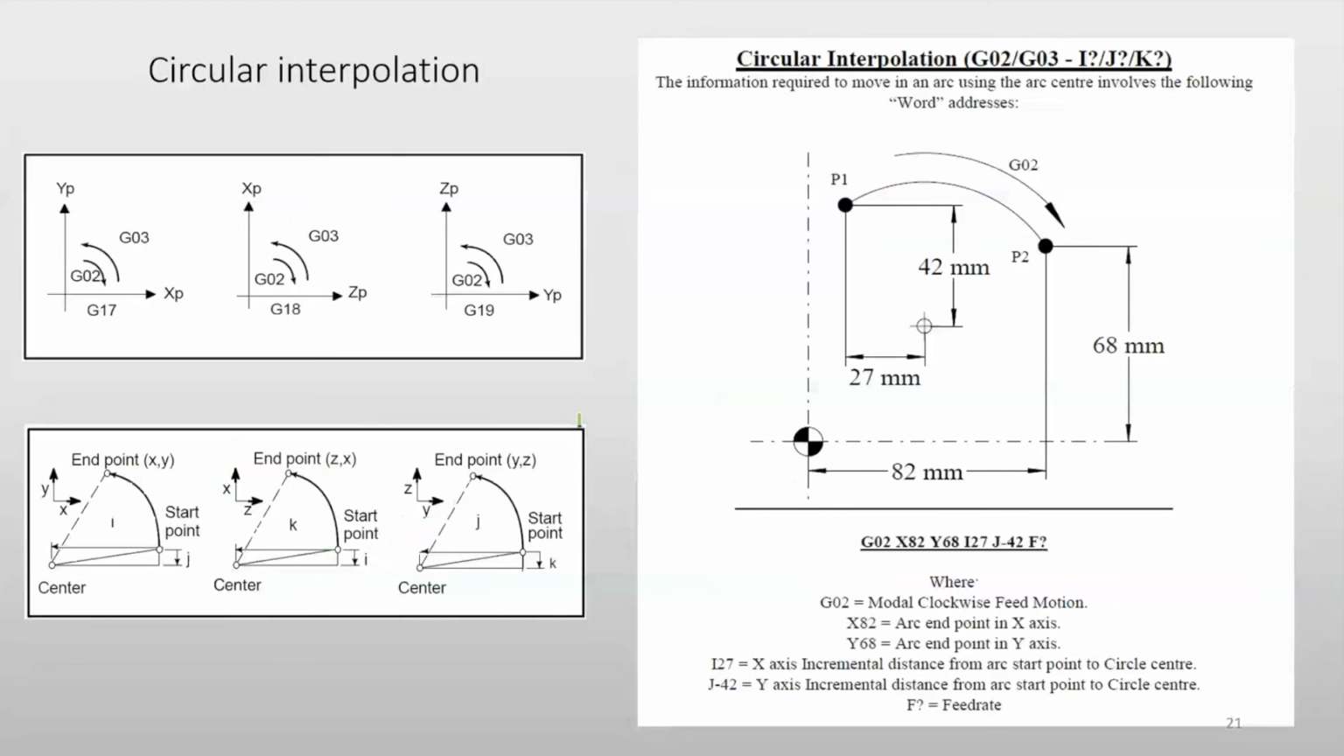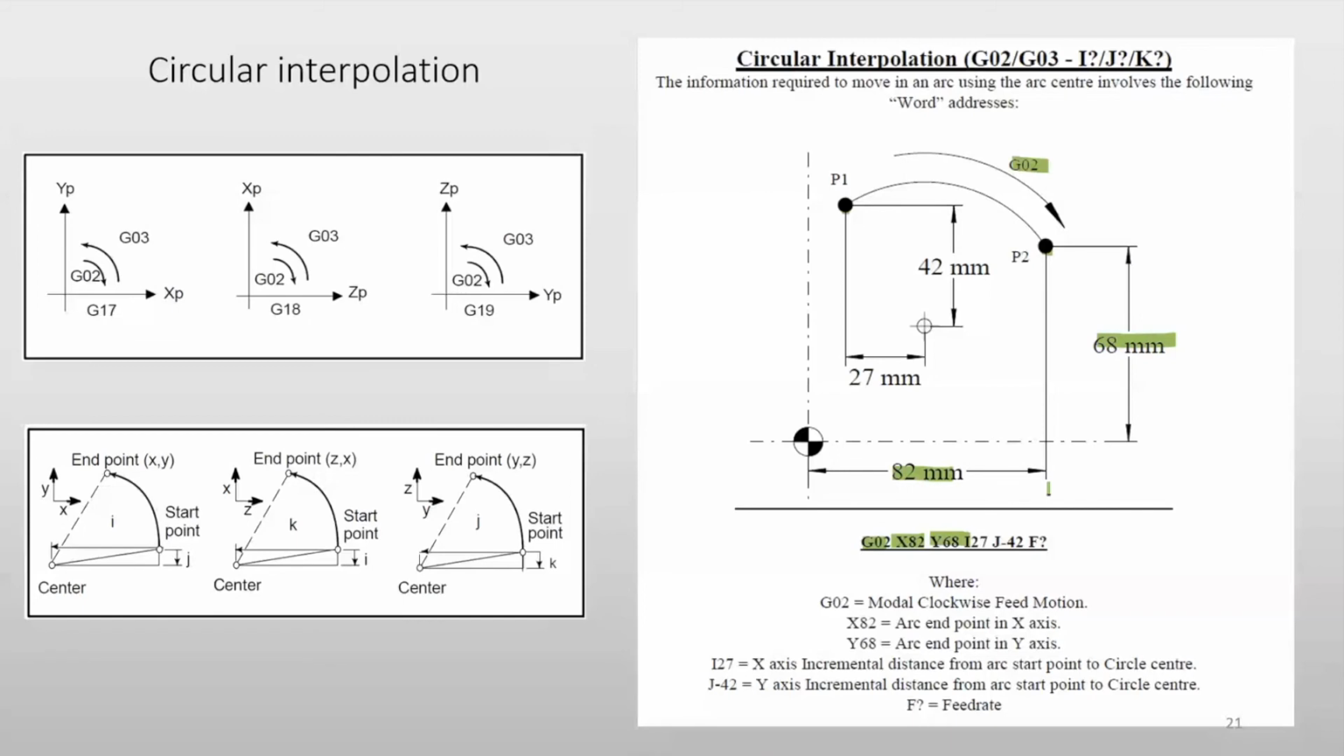There's another thing I want to mention. How do you do the arc? So this is P1, and I'm going to go from P1 to P2. I write G02 because it's an arc, a clockwise arc. With G02, I have to give the location of P2. At P2, X is 82, Y is 68. So I write G02, X82, Y68.